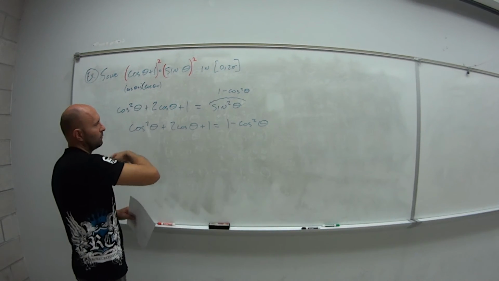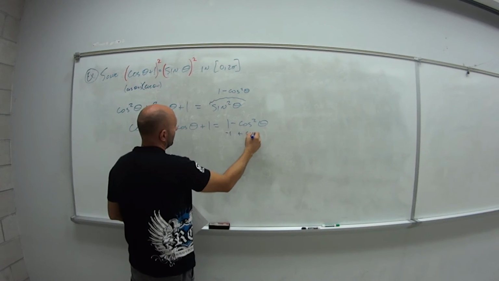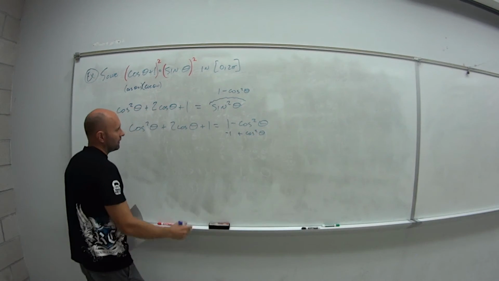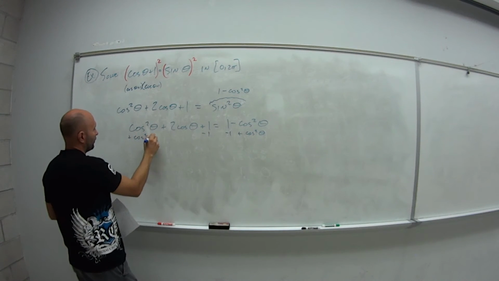So now again, I want to move everything to one side, 0 on the other. So I'm going to subtract 1 and add cosine squared of theta. So I get minus 1, add cosine squared theta.